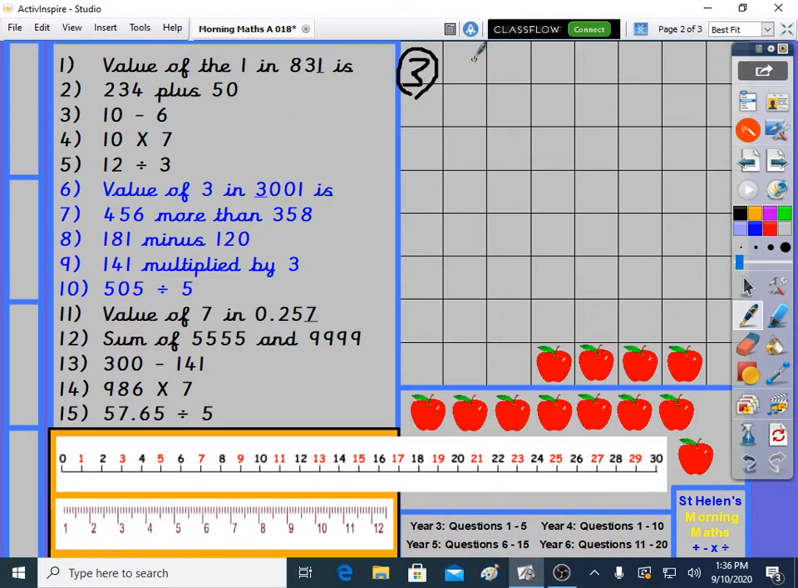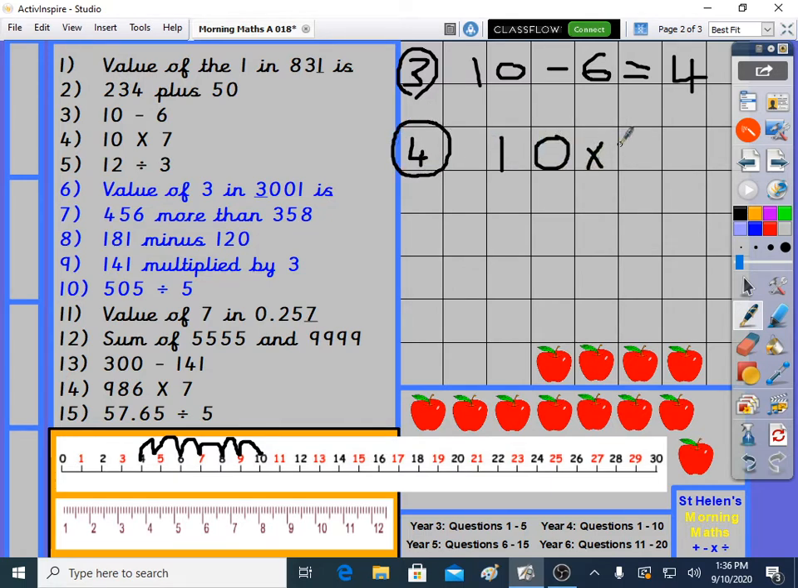10 minus 6. Hopefully you're getting quite quick at this now if you're using a number line. 10 take away 6. Take away 1, 2, 3, 4, 5, 6. It's 4. 10 take away 6 equals 4. And question 4. We've got 10 times 7. You might need to pause the video sometimes for everyone to catch up. 10 times 7, I can sing my tens 7 times. 10 and 20, 30 and 40, 50 and 60, 70. 10 times 7 is 70.